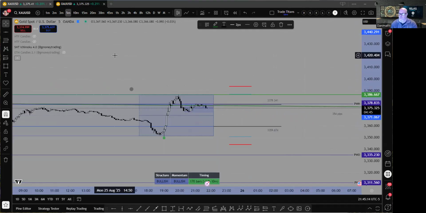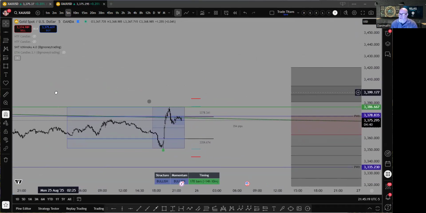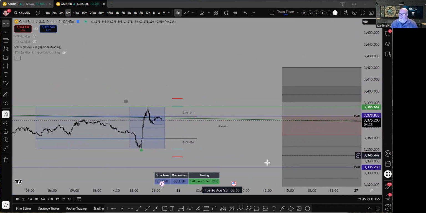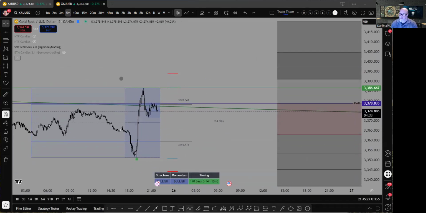So 5 minutes, let's see what we got going on. 170 bar, 14 hours, we'll know one way or the other. So sometime tomorrow we'll figure it out. So we're looking for maybe either test this level here, come back and either go above to go up. Is that what you're thinking too? Or I'm looking for it to come back, test this, fail, come here and test this again.